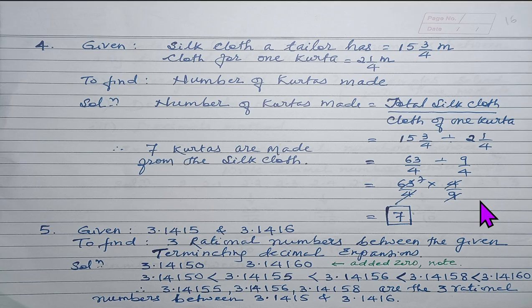So that is a very simple example, so try to remember that. Now we are given two numbers, 3.1415 and 3.1416. These are decimal expansions, terminating decimal expansions. Definitely they represent rational numbers. Now we have to find three rational numbers between these two.